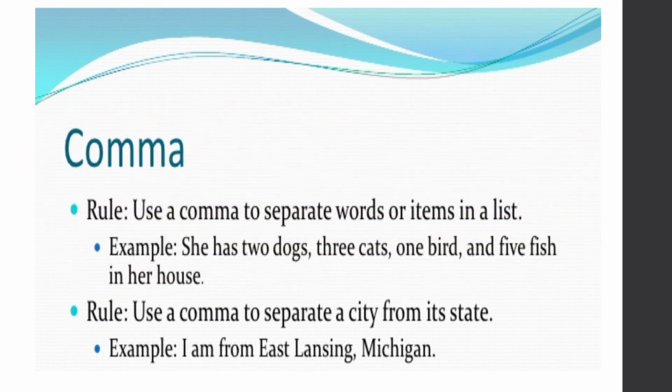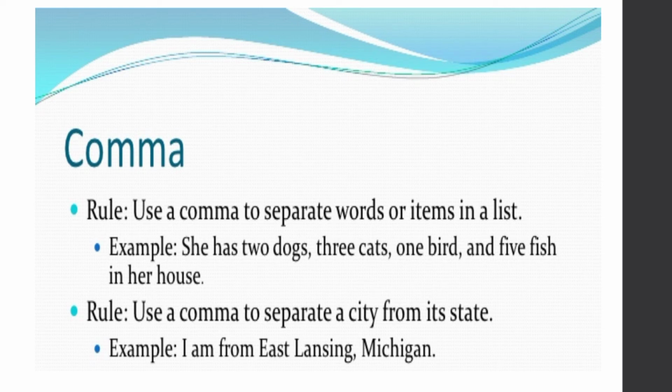Okay. Then rule: use the comma to separate words or items in a list. For example, she has 2 dogs, 3 cats, 1 bird and 5 fish in her house. Where is the comma used, children? So she has many pets at home. After each pet we are going to use a comma. She has 2 dogs, comma, 3 cats, comma, 1 bird, comma, and 5 fish in her house.